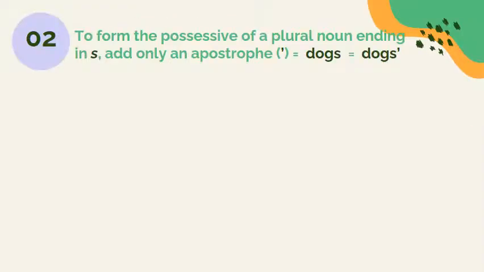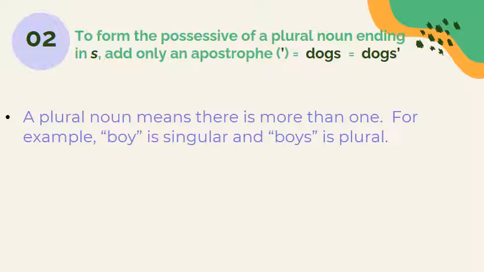Rule number two. To form the possessive of a plural noun ending in s. When we say plural noun ending in s, we mean the regular plurals that take s that follow the rules. We have to add only apostrophe. Example, dogs. Dogs is a regular plural and it ends with s. Then I just add apostrophe after the s.